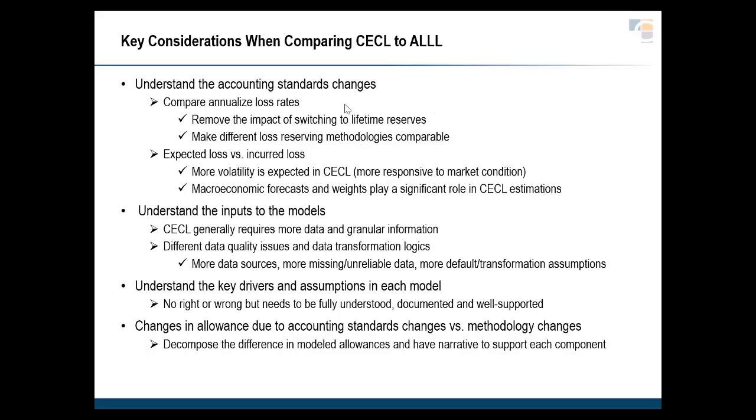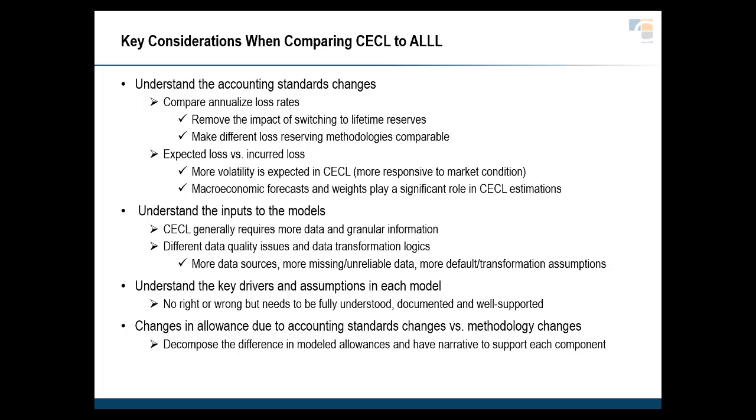First of all, we need to understand what the key differences between the two accounting standards are. CECL requires reserves to cover expected lifetime credit losses, so that theoretically, financial assets with long expected life would have higher estimated reserves under CECL. In order to remove the impact of moving to lifetime loss estimation, we can use annualized loss rates in the comparison. Additionally, it is very likely that a new loss estimation methodology is used for CECL. Converting to loss rates would make the different loss estimation methods comparable.